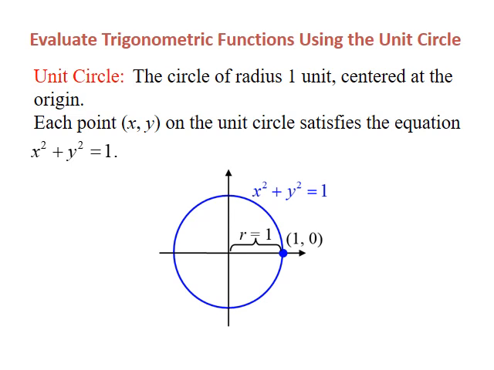Basically, the unit circle has a radius of 1, and that radius of 1 tells us that every point that lies on this circle takes on this equation here. From this, we learn more information.